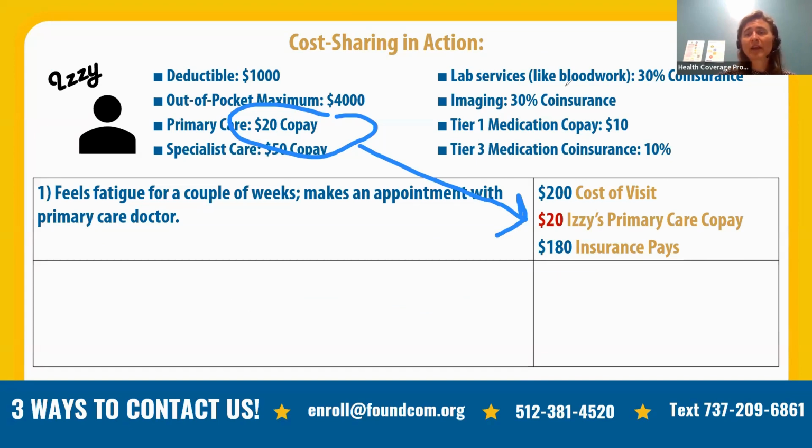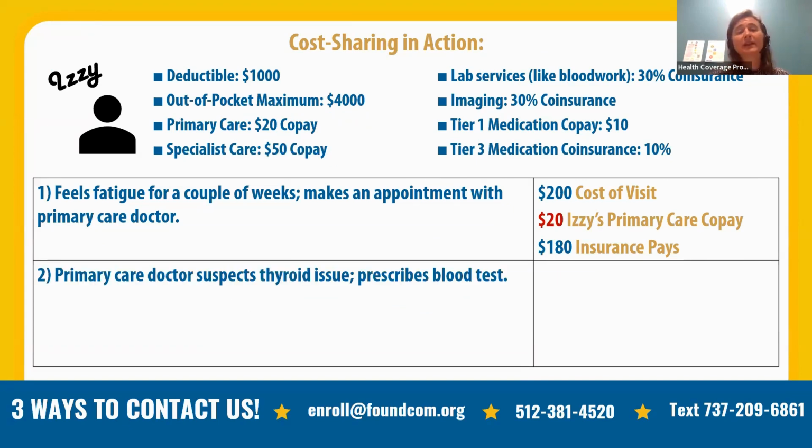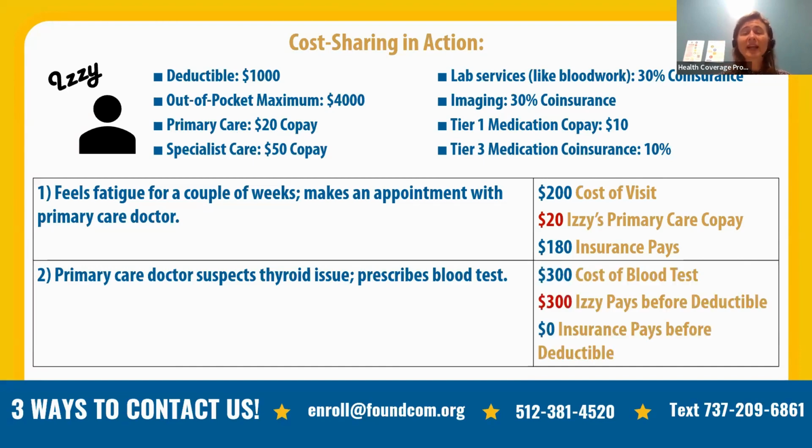And then during that visit, the primary care doctor suspects a thyroid issue and prescribes a blood test. The blood test does not happen in that office. It's not part of the office visit, right? The blood gets drawn, but it has to go to a lab. And we know from that breakdown earlier that labs like blood work have a 30% coinsurance for Izzy. So with the coinsurance, Izzy has to meet that $1,000 deductible before the health insurance company will help Izzy start paying for it. If the blood test costs $300, then Izzy's going to pay the full amount because $300 is less than $1,000. So the insurance company is paying nothing before Izzy reaches that deductible.